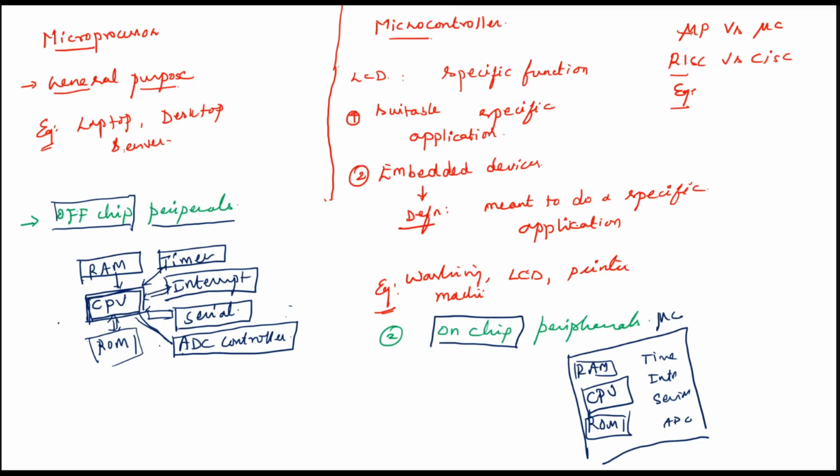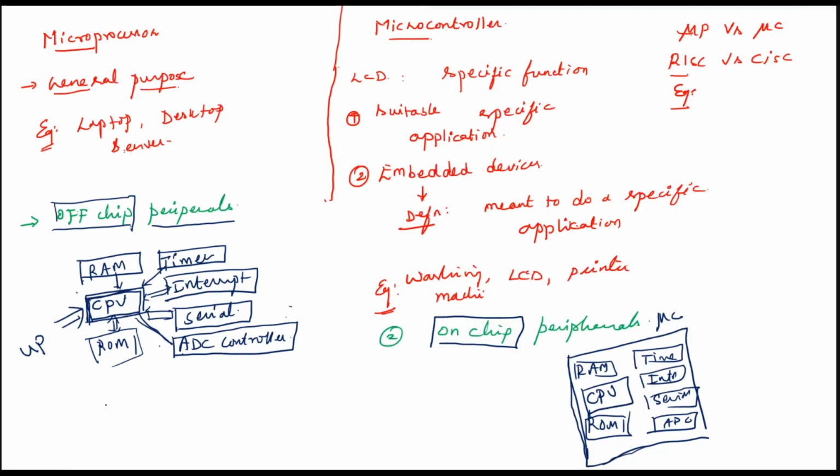But here, this part is the microprocessor, and the remaining things we need to interface externally. And when you go with the microcontroller along with the CPU, all those devices will be present. That's why on chip peripheral devices, because this is the chip. In this chip we have all the peripheral devices, but in the case of a microprocessor, only this part is there. You need to interface all those peripheral devices. Clear? So this is the basic difference between a microprocessor and a microcontroller.